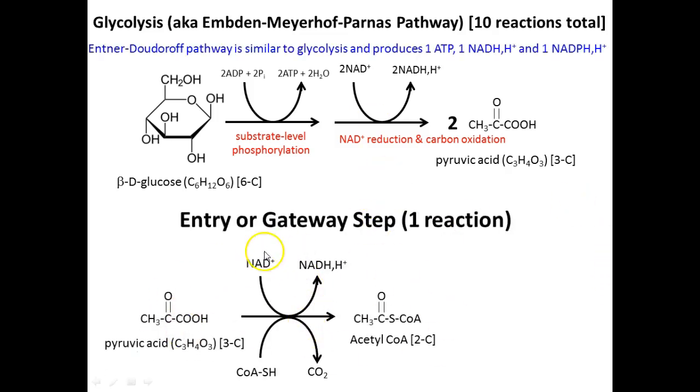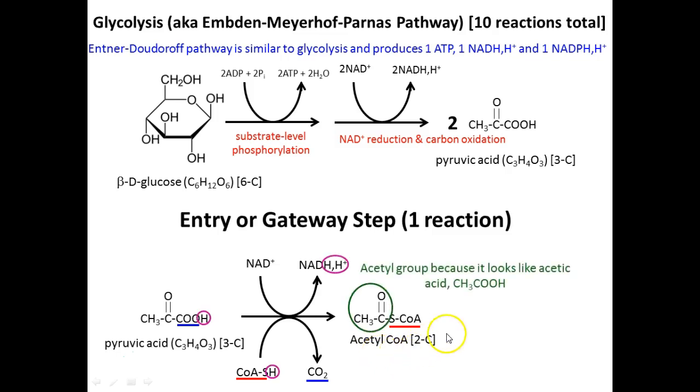So gateway step, again, notice more electron carriers, right, and even some carbon dioxide produced before we even enter into the Krebs cycle. So an acetyl group is two carbons.